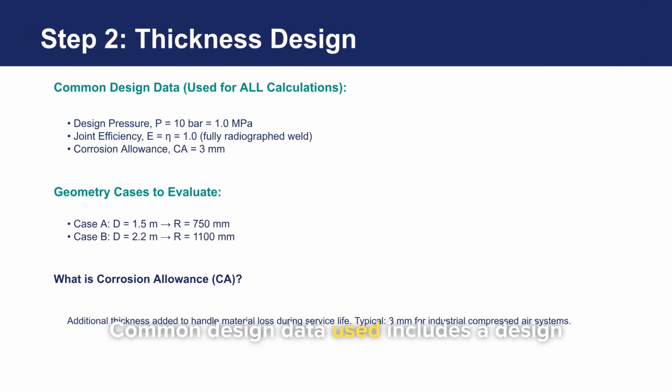Common design data used includes a design pressure of 1.0 megapascals, a joint efficiency of 1.0, and a corrosion allowance of 3 millimeters. We will evaluate 2 geometry cases, A, 1.5 meter diameter, and B, 2.2 meter diameter. What is corrosion allowance, CA? Additional thickness added to handle material loss during service life. Typical, 3 millimeters for industrial compressed air systems.